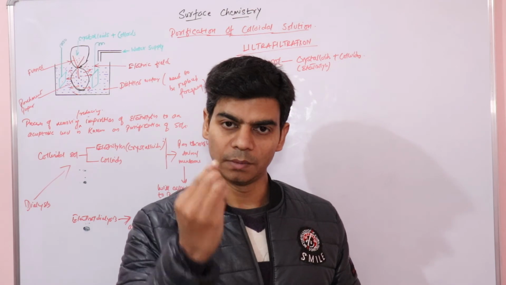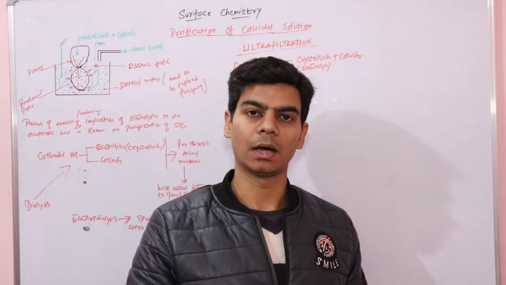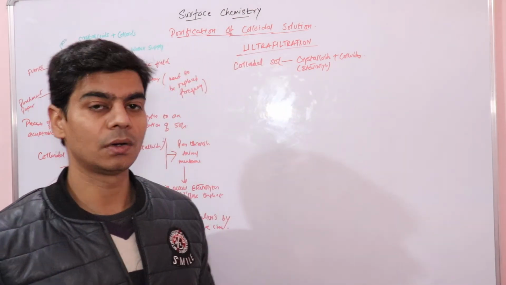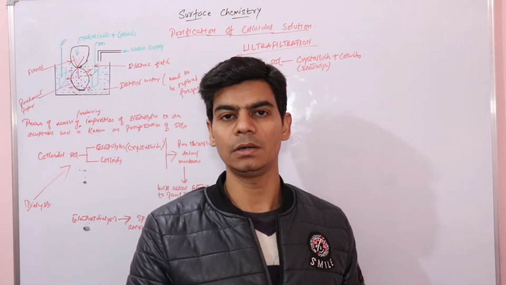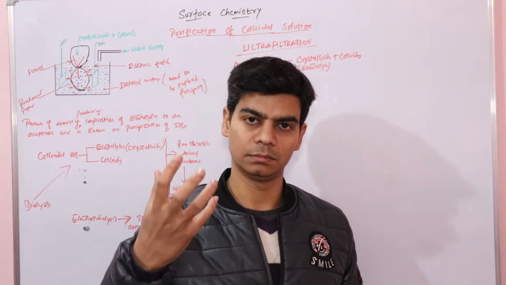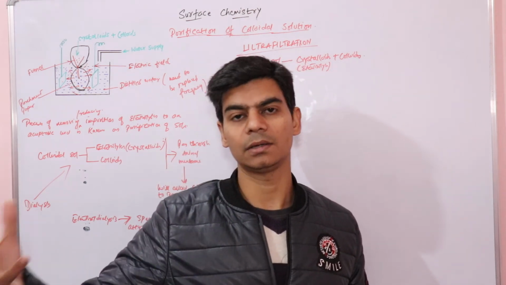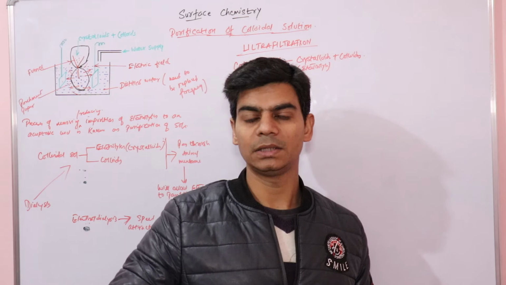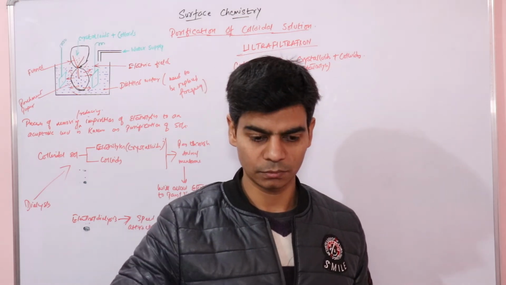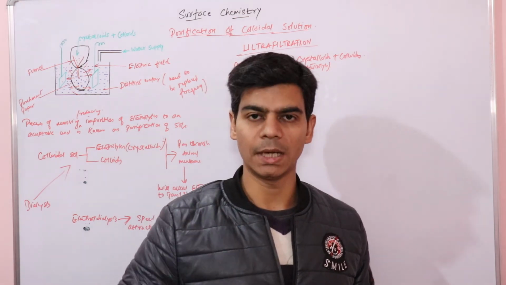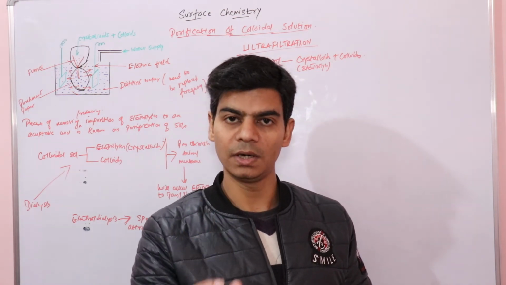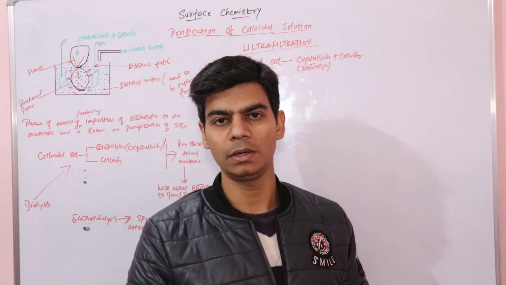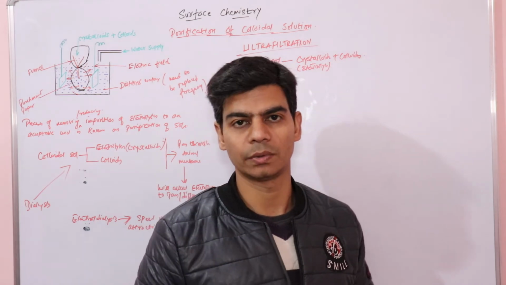That way the pores of the filter paper that allow both colloids and crystalloids to pass through will get reduced. This treatment of filter paper with gelatin solution and formaldehyde solution will reduce the pore size such that it will allow only crystalloids to pass through it. It will not allow colloids to pass through it.